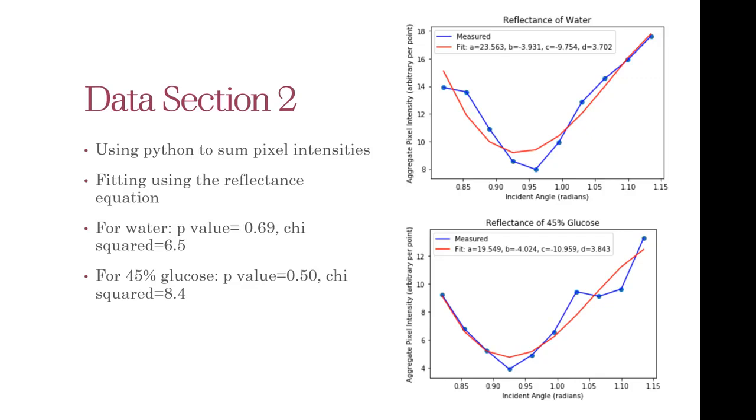This data, in blue, was fitted using the reflectance equation mentioned earlier in this presentation, resulting for water in a p-value of 0.69 and a chi-squared value of 6.5. For glucose, this process resulted in a p-value of 0.5 and a chi-squared value of 8.4.